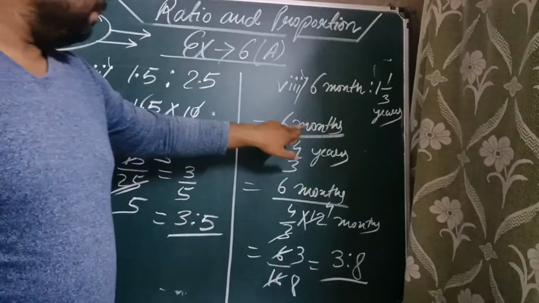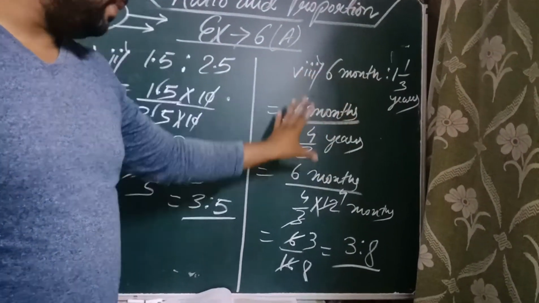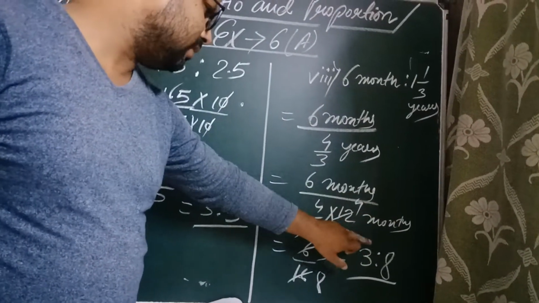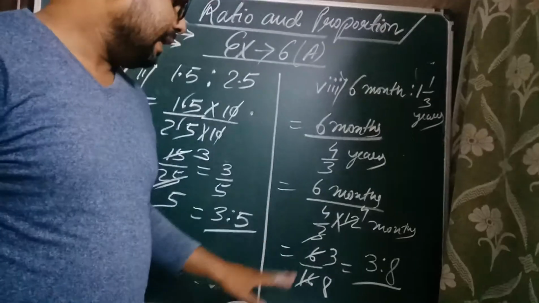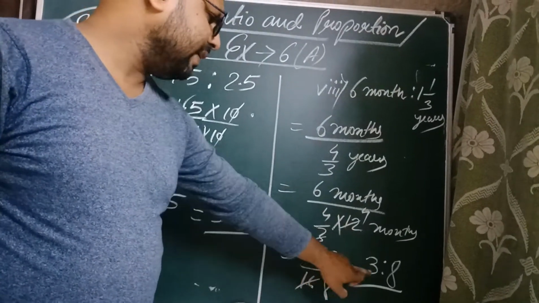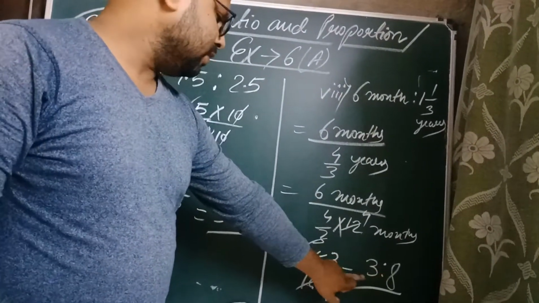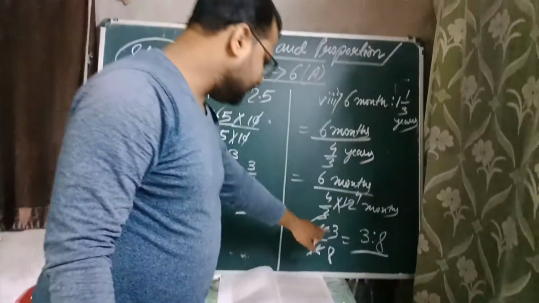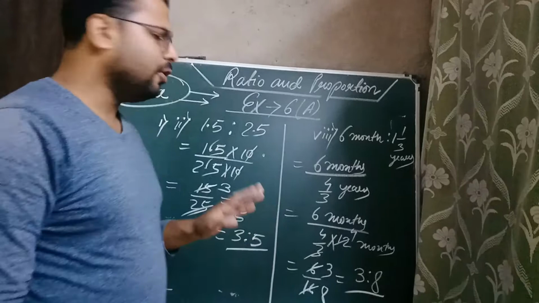Once again, in months and years, the things have been given. So I have converted the year into months by multiplying by 12. And then I have cancelled, simplified. We got the simplified value 3:8. Any problem, students? 3 to the 6 and 8 to the 16. I hope it is clear.